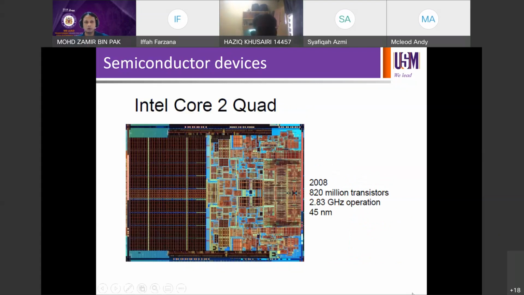2008, Intel Core 2 Quad, right? 2008 with 820 million transistors, 2.83 gigahertz of operation with 45 nanometer gate width. Gate width, in fabrication language, we call it CD as well, critical dimension. Remember the YouTube video we watched just now? The width is about that. So 45 nanometer back in 2008.